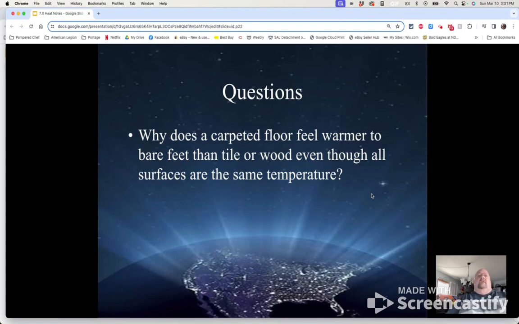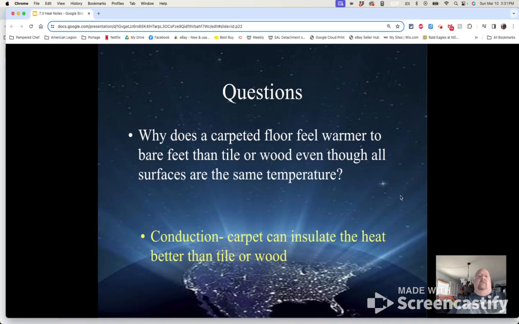Another question: why does a carpeted floor feel warmer to bare feet than tile or wood, even though all the surfaces are the same temperature? Yeah, conduction. The carpet can insulate the heat better than tile or wood. So that even though our feet are directly on all three surfaces, the carpet acts as an insulator.